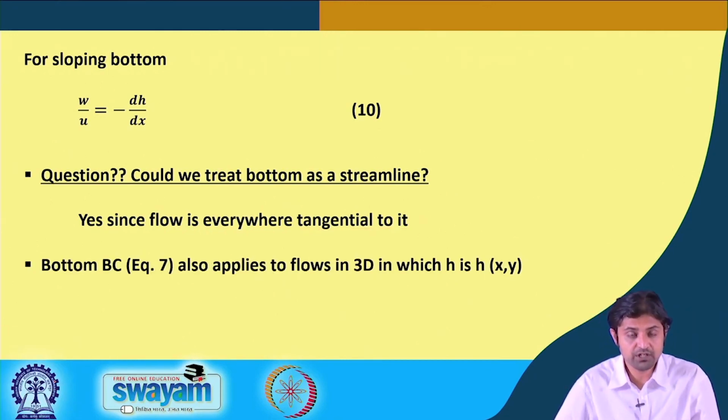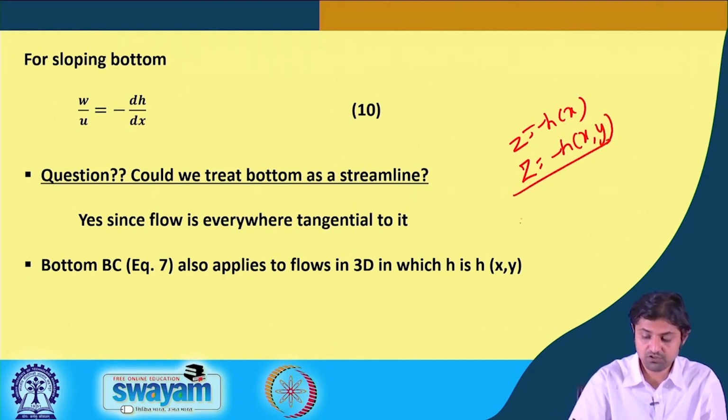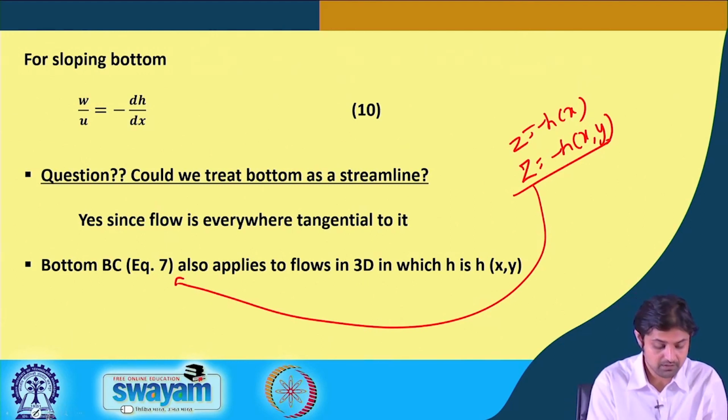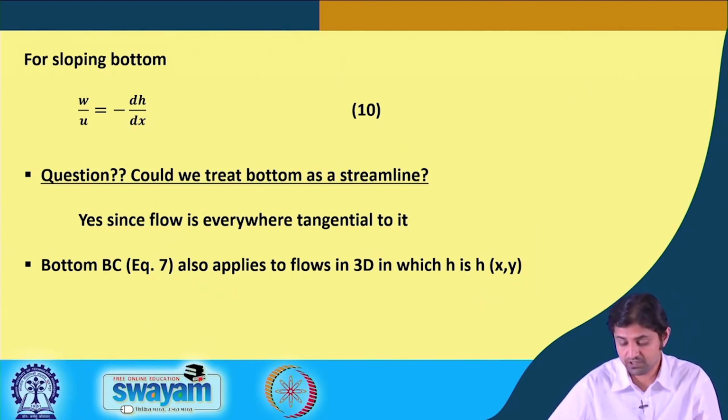So the bottom boundary condition, which was equation number 7, also applies to flows in 3D in which h is h of x comma y. You remember we started the derivation with z is equal to minus h of x, but let us say h is not only a function of x but also a function of y, then also that bottom boundary condition, equation 7, will apply. Just it will have one more term in the differential equation that we have.